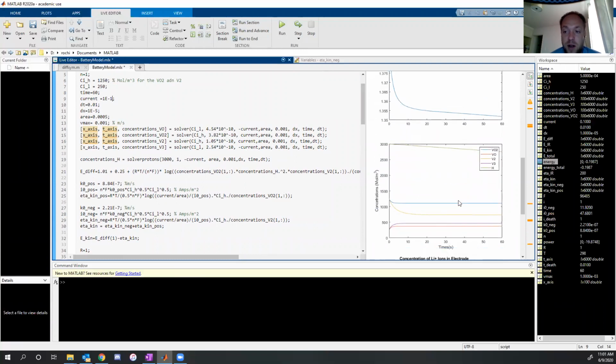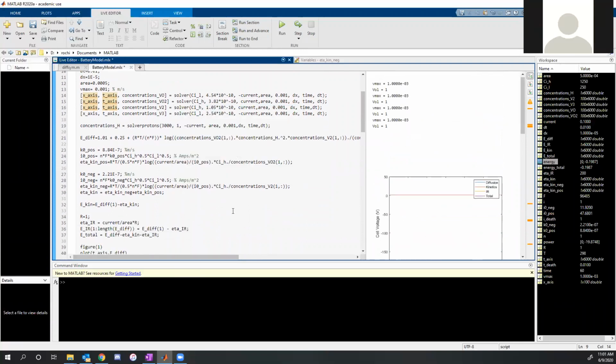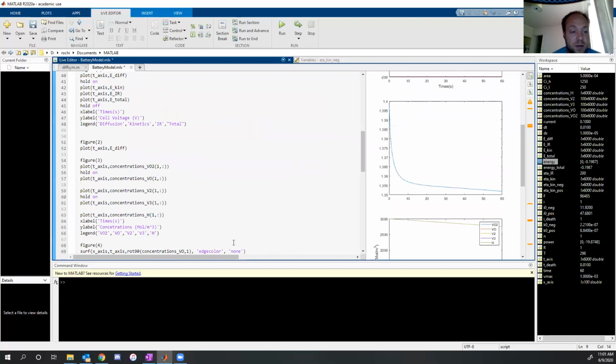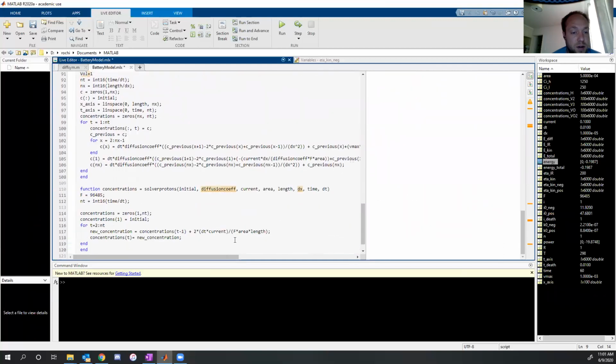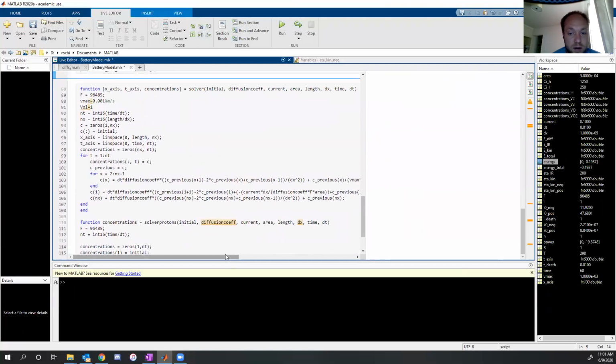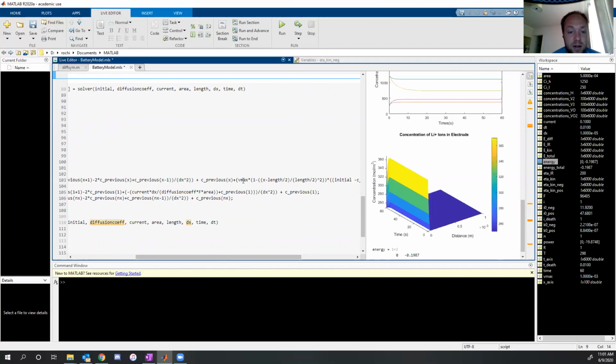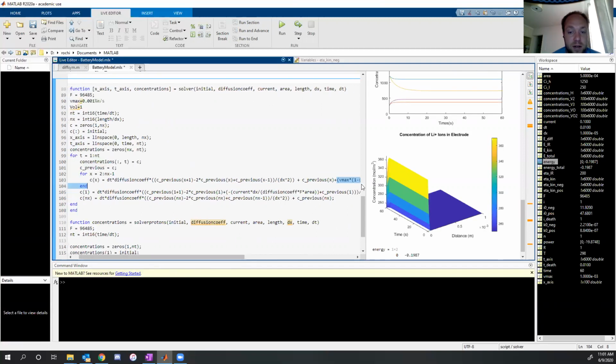Do you have a source term right now? No, I don't think so. Let's scroll down into your actual solver. Right here. Okay, so go to the right. In line 103, get rid of that part. Yeah, get rid of all that for now.